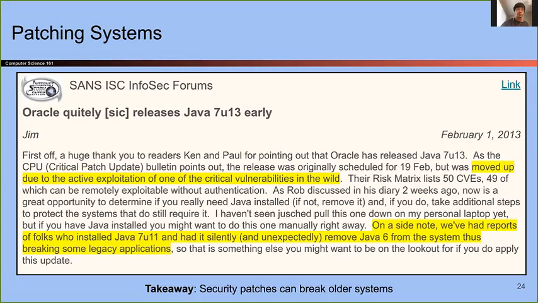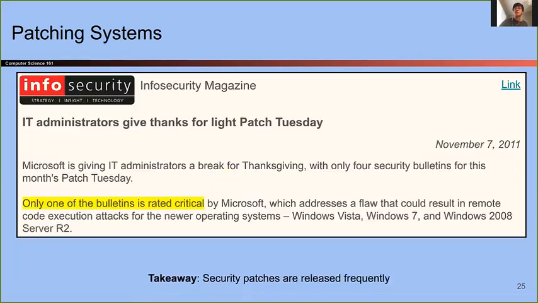So this story is from Java. If you've used that programming language, it receives a lot of updates. One of the Java updates actually ended up removing Java 6 and ended up breaking a lot of programs that relied on Java 6. So the takeaway here is security patches can break older systems.